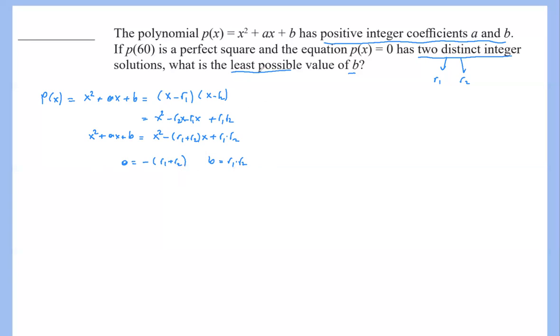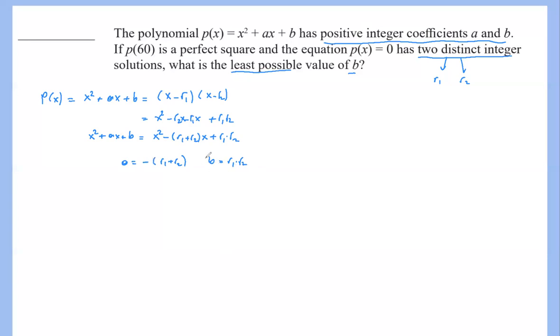What do we do now? We are looking for the least value of b, which means we are looking for the product of the solutions, basically. But we don't know the roots, and the other information we are given was the positive integer coefficients. So a is the sum of the roots with the negative sign, and the product is b.